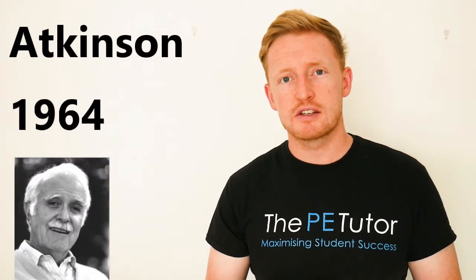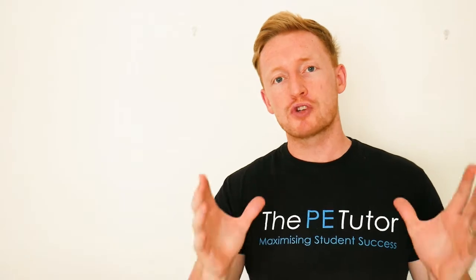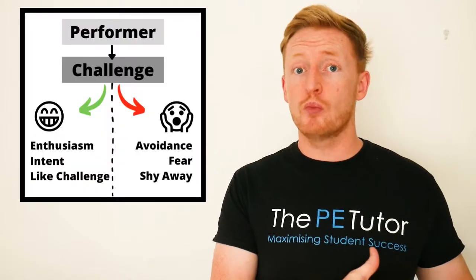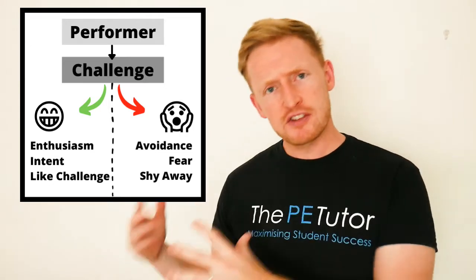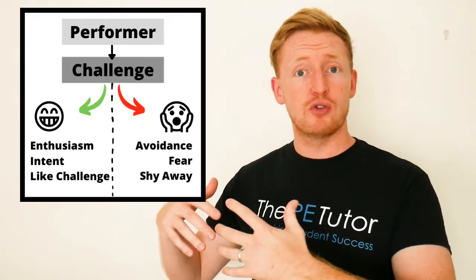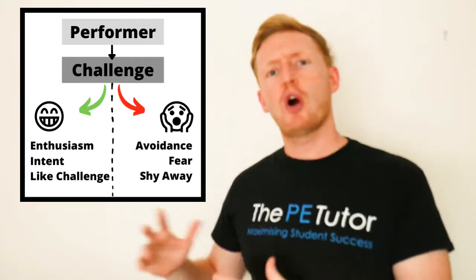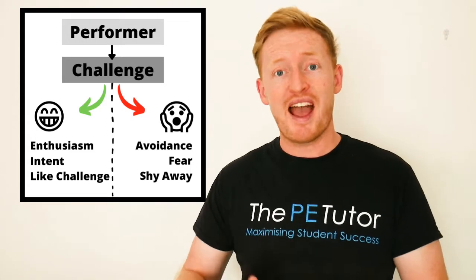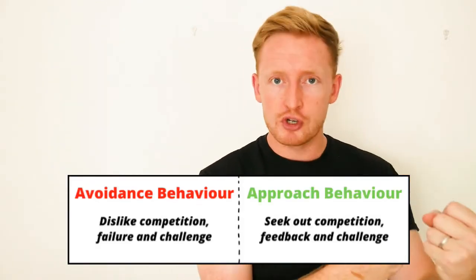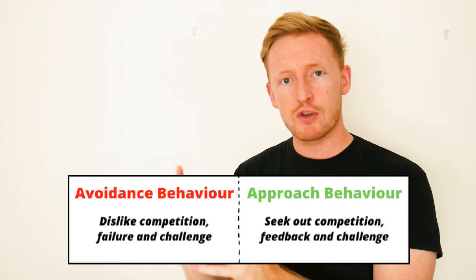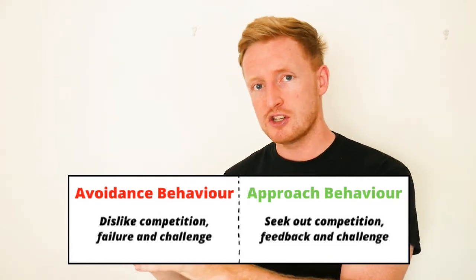The theory was first proposed by Atkinson in 1964 as a way to try and break up these two clearly different personality types in their approach to competition. On one side of the equation we have people who approach competition with enthusiasm and intent, whereas on the other side, we've got people who actually prefer to avoid competition and they shy away from challenge. Therein we have two different types of personality. We have those who approach competitive situations and we have those who avoid competitive situations.